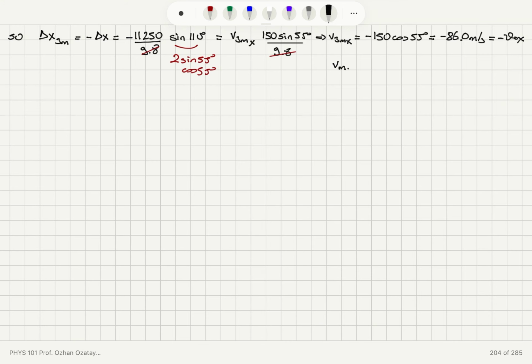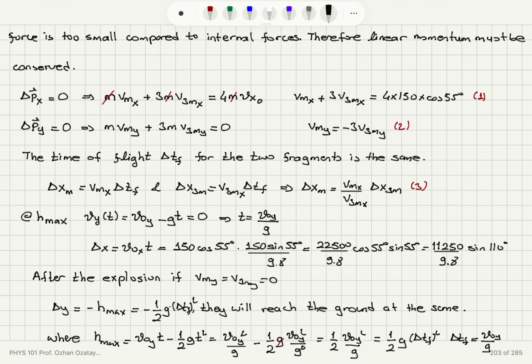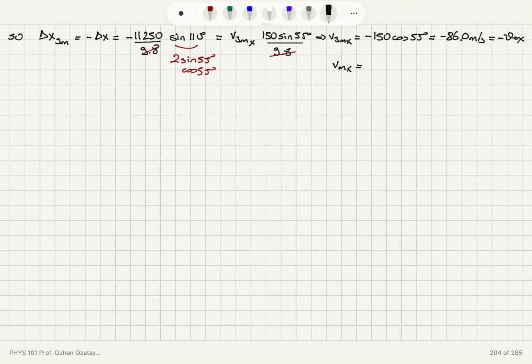And Vmx will be equal to 4 times 150 cosine 55 minus 3 times V3mx. So 4 times 150 cosine 55, because V3mx is negative, this is plus 3 times 150 cosine 55. So this will give us 7 times V0x as the x component of the velocity of the fragment with mass m.